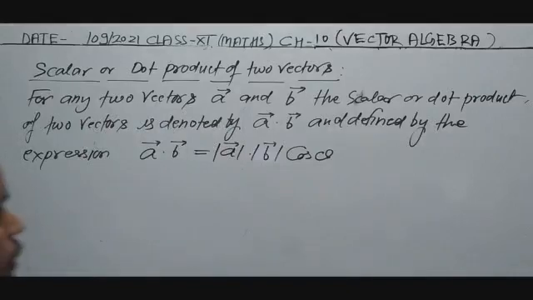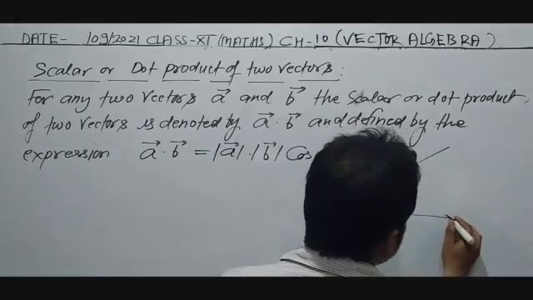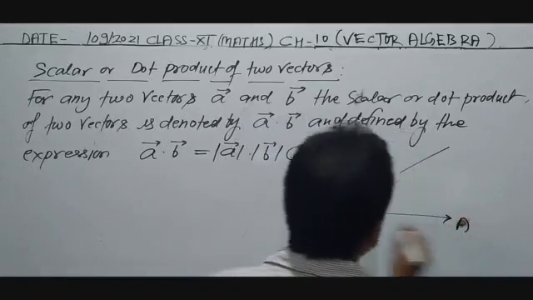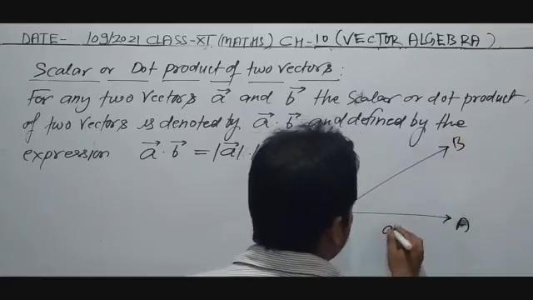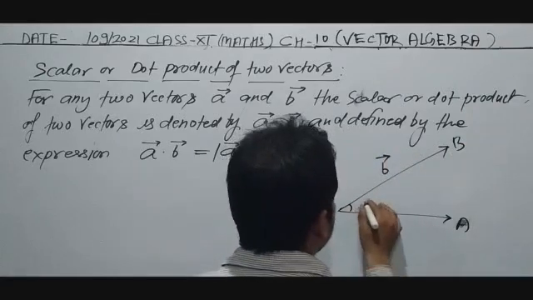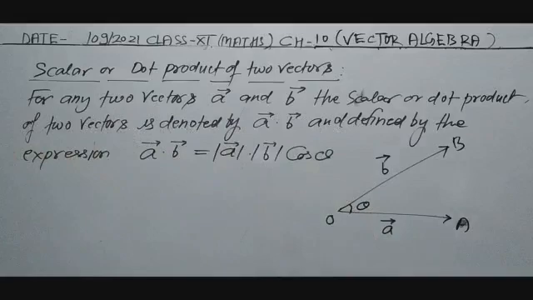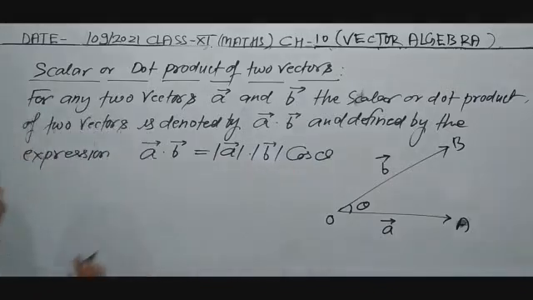So you will see from the figure, we have taken two co-initial vectors OA and OB. Now the OA vector is small a and the OB vector is small b, and theta is the angle between the two vectors. For these two vectors A and B, A dot B is the representation of the dot product, and the result is mod of A, mod of B, cos theta.